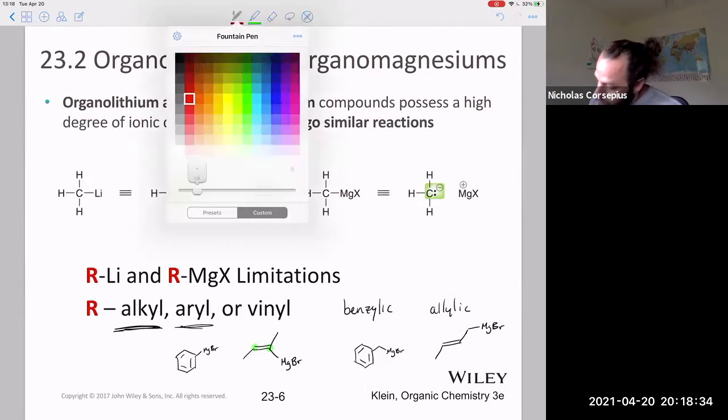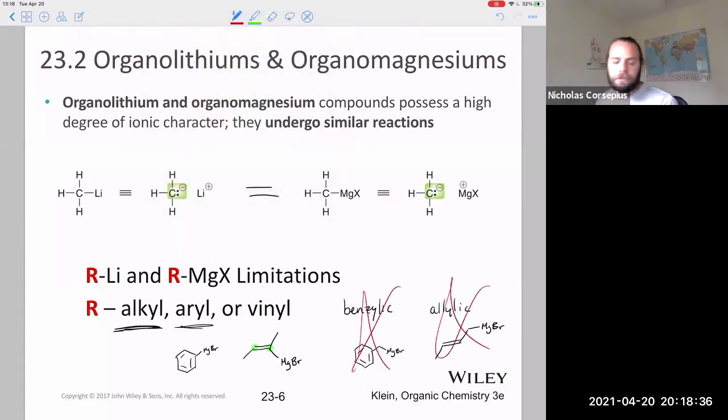Both of these you cannot use with a Grignard. Truth be told, you actually can. You just get these complicated rearrangements that go down because of resonance. So we're going to exclude those as part of our Grignards. But those are going to be the five main classes that we're going to see: alkyl, aryl, vinyl, benzylic, and allylic. For both the organolithium and the organomagnesium, you're restricted to alkyl, aryl, or vinyl.